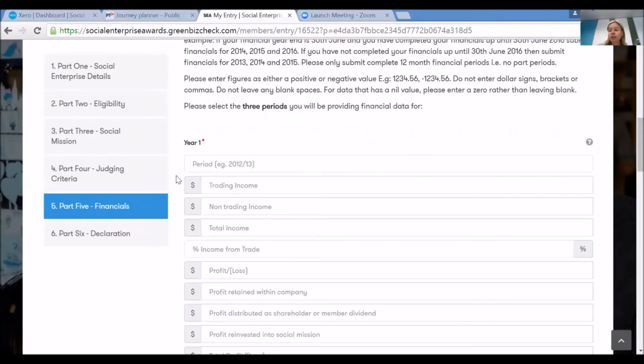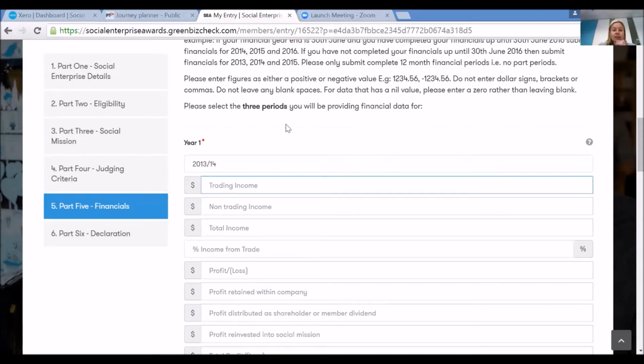So for Social Enterprise of the Year Award Small, you need to have been trading for at least 3 full years. So that would mean you're submitting 3 years of actual information. I'll just go through and show you how you enter the data. If we start here, the period, you enter in the financial year that your data relates to. So in this case, we'll assume it's 2013-14.